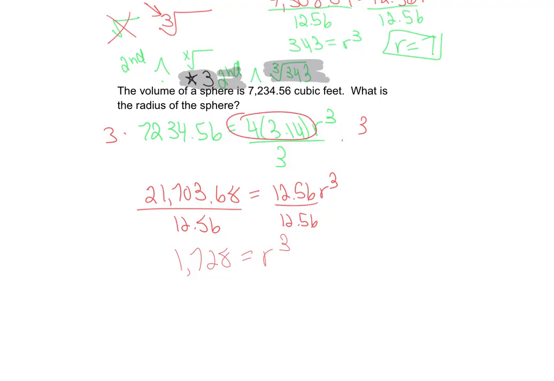Again, on our graphing calculators, we're going to hit math, number 4. On our smaller calculators, we're going to hit the 3 because that's the root that we want. And then we're going to hit the second button and the caret, and we're going to put in 1728 and hit enter. And when you take the cube root, either way, you're going to get the same answer. You should get that the radius is 12.